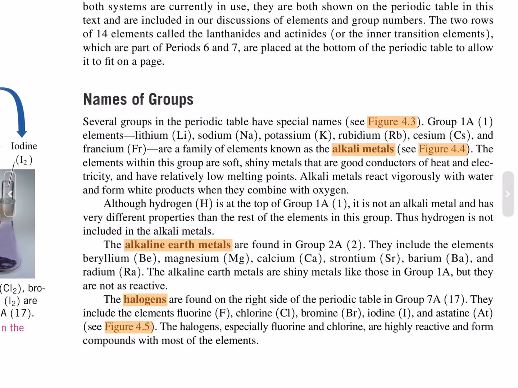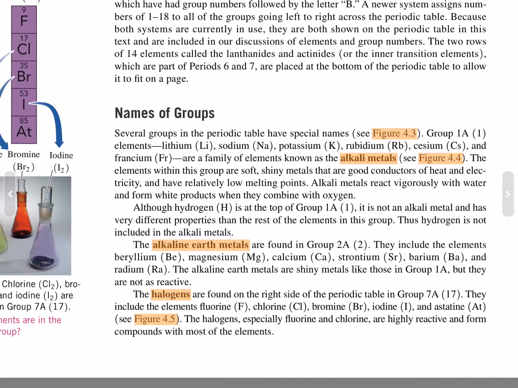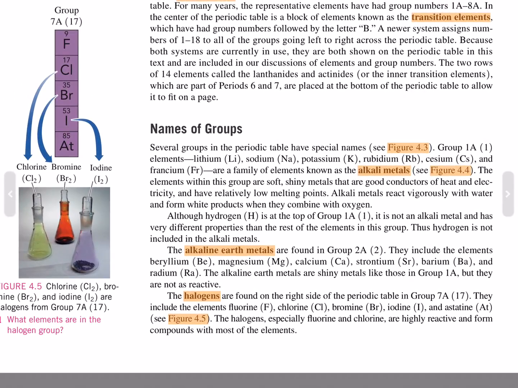Names of groups. Several groups on the periodic table have special names. Group 1 elements, lithium, sodium, potassium, rubidium, cesium, and francium, are a family of elements known as the alkali metals. The elements within this group are soft, shiny metals that are good conductors of heat and electricity and have relatively low melting points. Alkali metals react vigorously with water and form white products when they combine with oxygen.